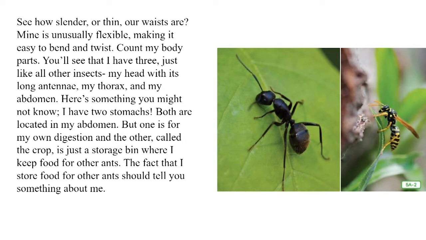Count my body parts. You'll see that I have 3, just like all other insects. My head with its long antenna, my thorax, and my abdomen. Here's something you might not know. I have 2 stomachs. Both are located in my abdomen. But one is for my own digestion and the other, called the crop, is just a storage bin where I keep food for other ants. The fact that I store food for other ants should tell you something about me.